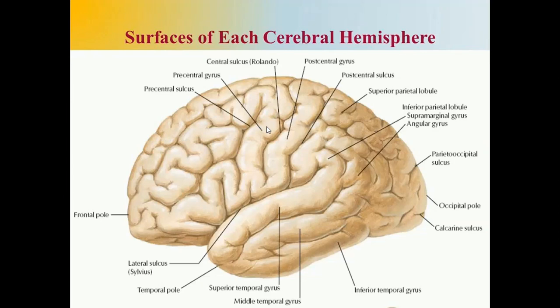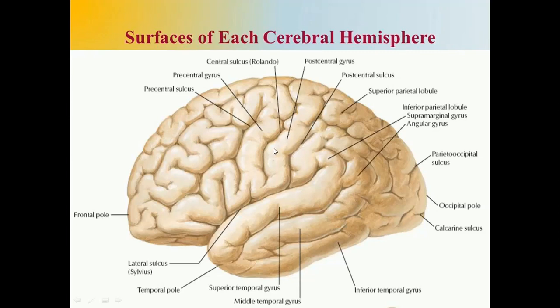Why is the word precentral gyrus given? Because it is present in front of the central sulcus, it has been given the term precentral gyrus. Okay. Then the precentral gyrus is followed by another depression and that is called the precentral sulcus. Now coming back to the central sulcus here. Behind the central sulcus you get another gyrus called the postcentral gyrus, and behind the postcentral gyrus there is a depression that is called the postcentral sulcus.